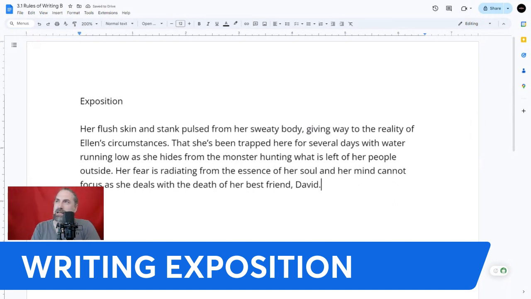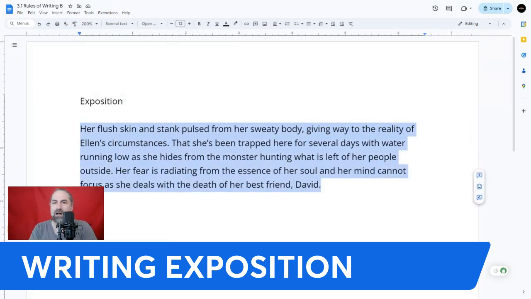Now, it's pretty, it's immersive, but it's still exposition, okay? Even though we are showing stuff, right? This giving way to her reality can work because it is through the experience of the character now, right? But because it is in this chunk, we are making it an exposition. It's a dump. It's an exposition dump.